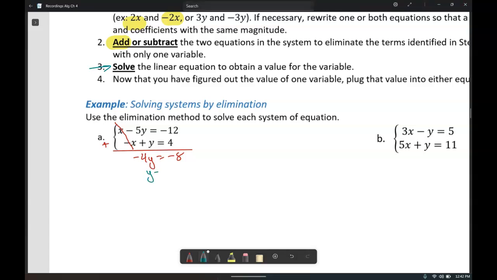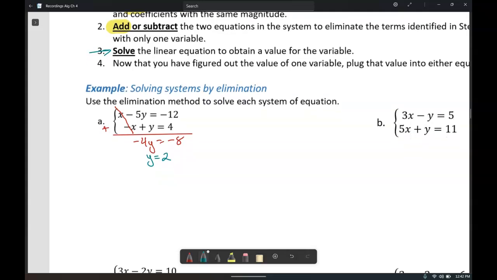Now I have my one variable equation for step 3 that we can go ahead and solve. So we divide, and we get a y value that equals 2. Now that we know what y equals, we can substitute it back into either of the original two equations. I'm going to choose this one. x minus 5 times 2 equals negative 12. And now we have our solution of negative 2, 2.